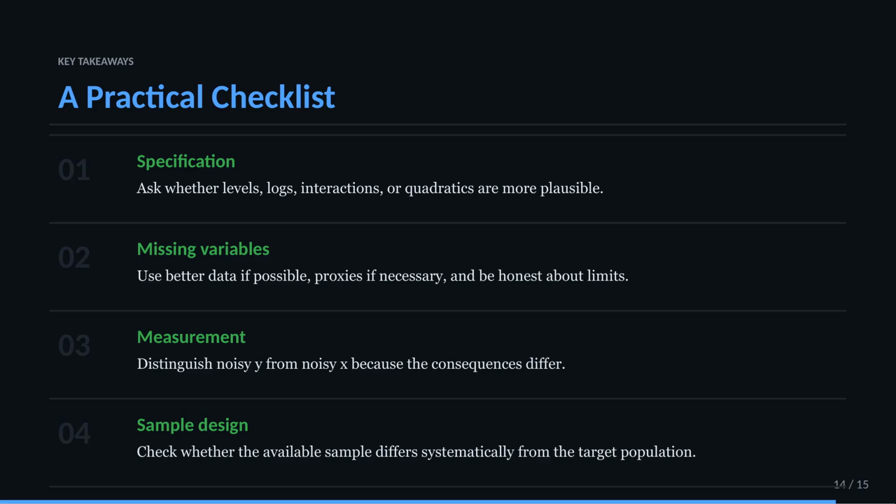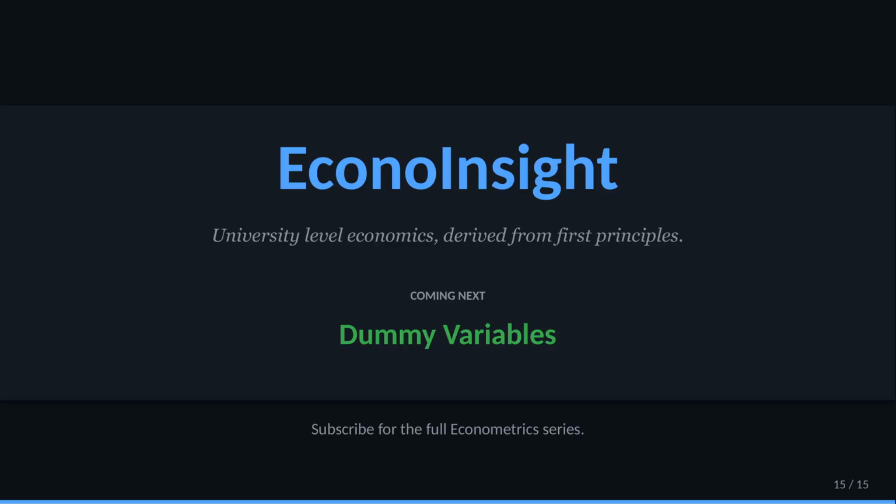Data and specification issues are where applied econometrics starts to feel real, because this is where theory meets messy evidence. The payoff is that once you learn to diagnose these problems, you stop treating regressions as automatic truth machines. Next, we move to dummy variables, which look simple on paper but open up a lot of practical modeling power.